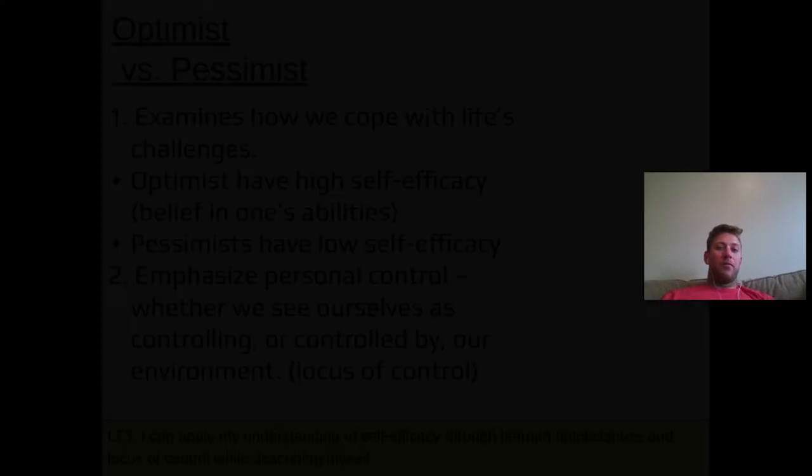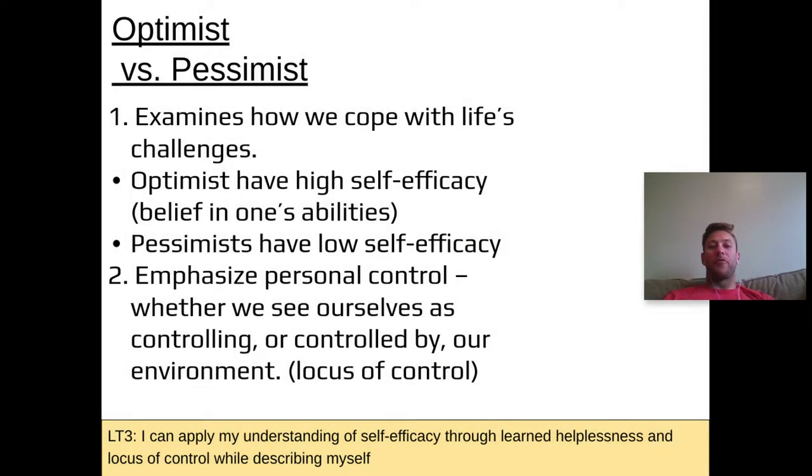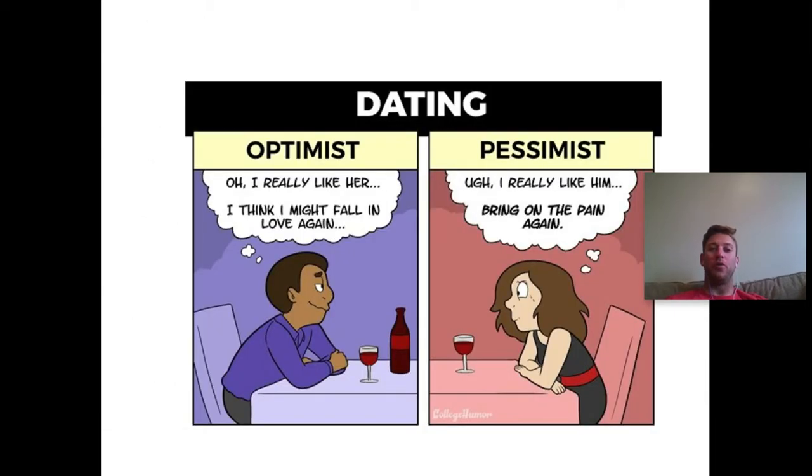We can skip over those for now. All right, optimist versus pessimist. These are words you likely know. An optimist has high self-efficacy. They believe that if they work hard, then they will be successful. A pessimist would have low self-efficacy because they believe that they are controlled by their environments. We've talked about similar words before, like the locus of control, which we will come back to.